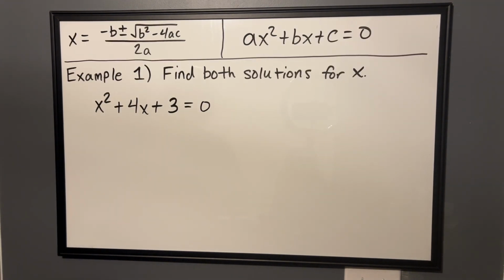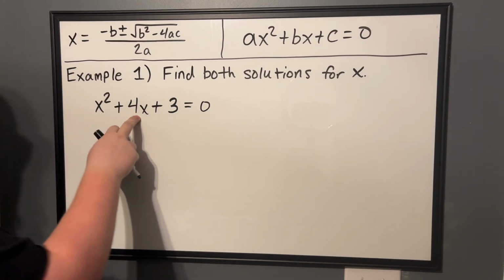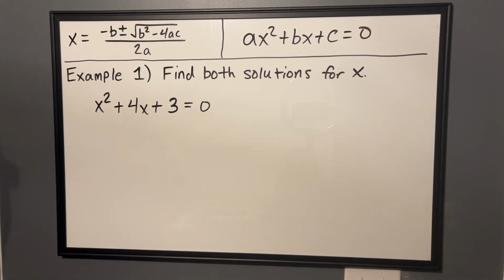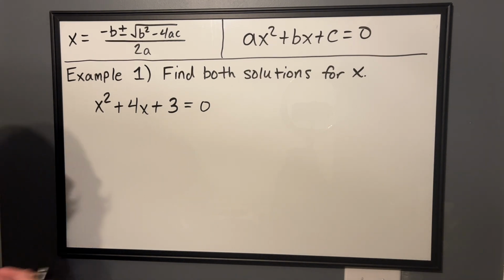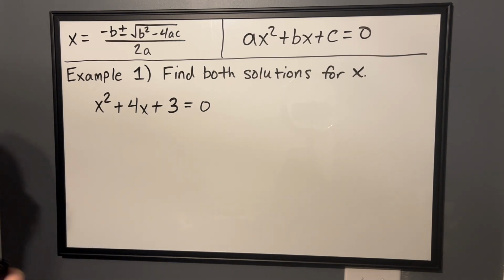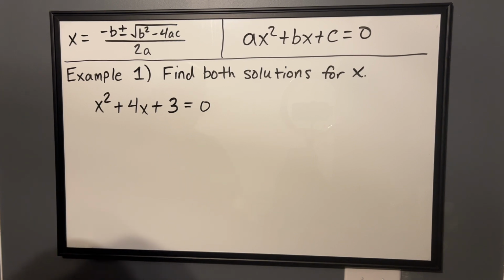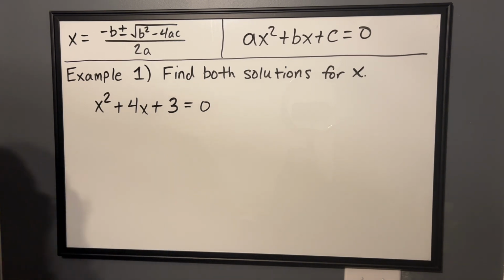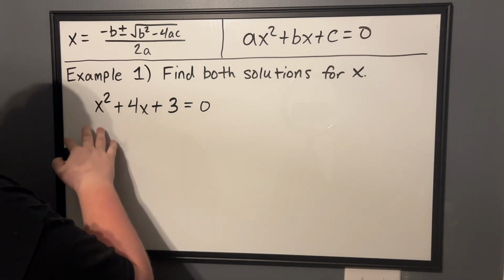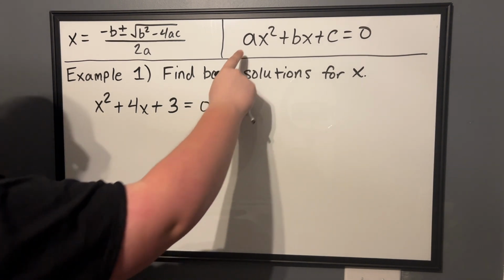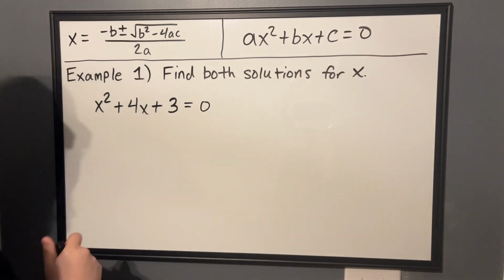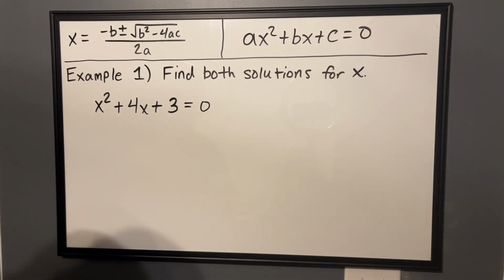Okay, so here we have example number 1, and we want to find both solutions for x, where we have x squared plus 4x plus 3 equals 0. Now, the way we're going to do this is we're going to use the quadratic formula. There are other ways to solve this, but in this video, I'm going to focus on the quadratic formula because we're going to do that in the more general sense for the rest of these problems. But this is our quadratic right here. Remember, this is the standard form of the quadratic, so we have ax squared plus bx plus c.